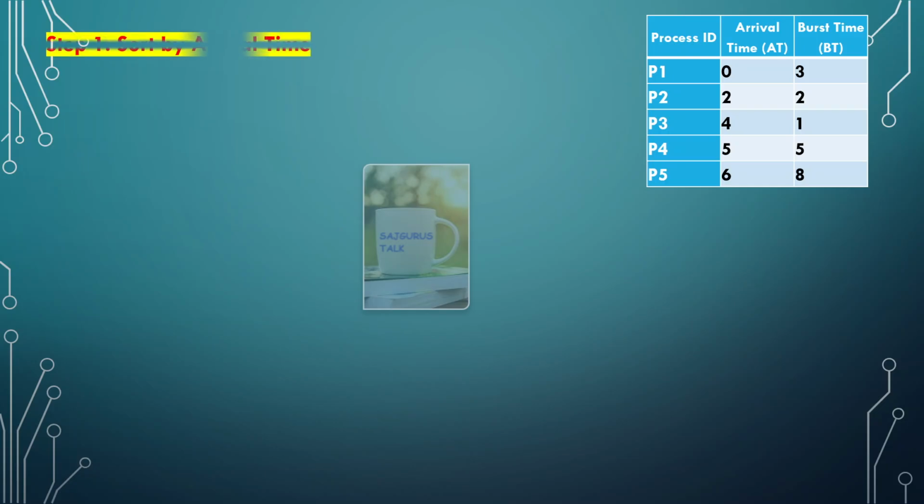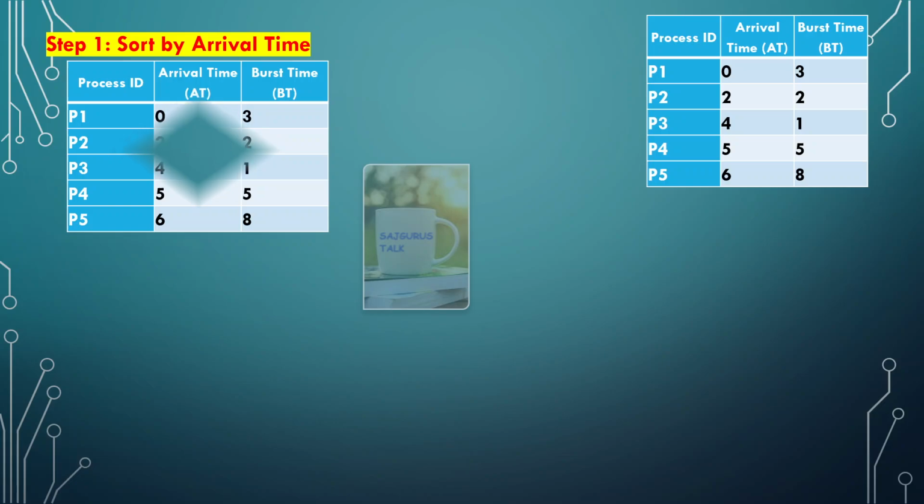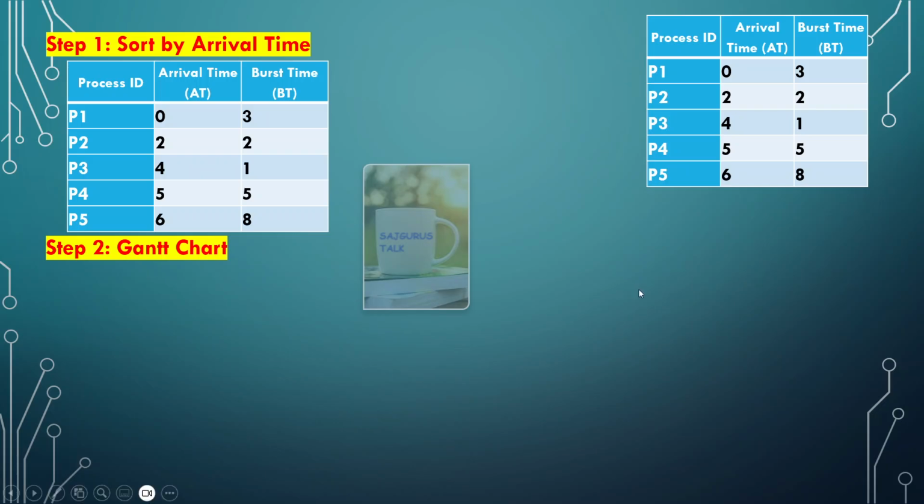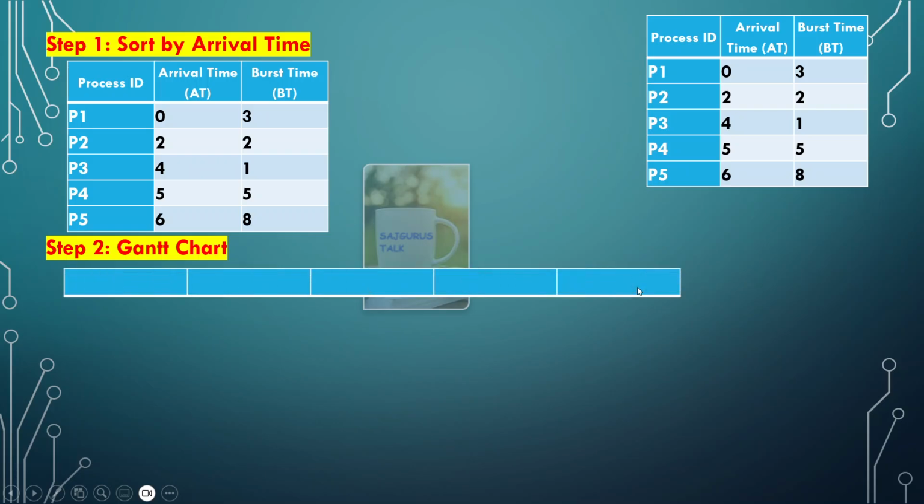So the first step is we need to arrange all the processes based on its arrival time. Already the problem is in the sorting order only. Second step is we need to prepare the Gantt chart. We know that a Gantt chart is a visual representation of execution order of all the processes. So here there are 5 different types of processes.